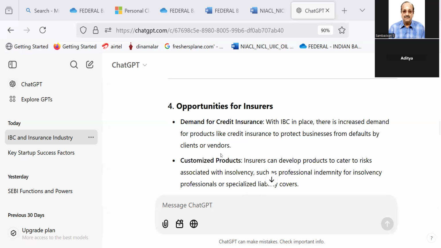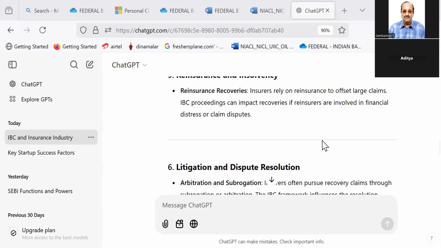This is the one area which you must try to know more about, because credit insurance. I don't know anything about it. Please get to know about it.